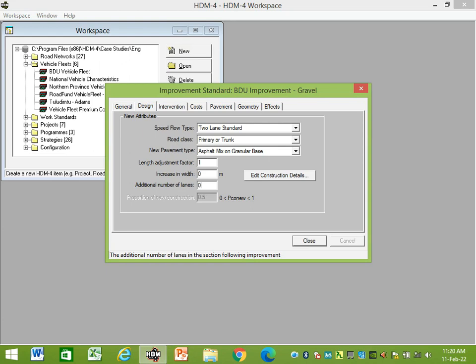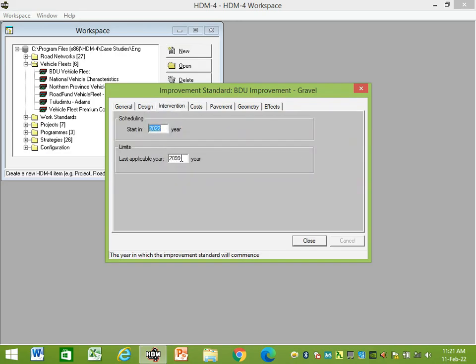So, speed flow type, 2-lane standard. Road class, primary, it will be highway, it will be an asphalt road. New pavement type, asphalt mix on gravel base. You can change it. It's up to you. You are engineers doing research, you have to collect the right data and put it in. Length adjustment factor, it will remain the same. Increase in width, nothing, no width is increased. Additional number of lanes, 0.